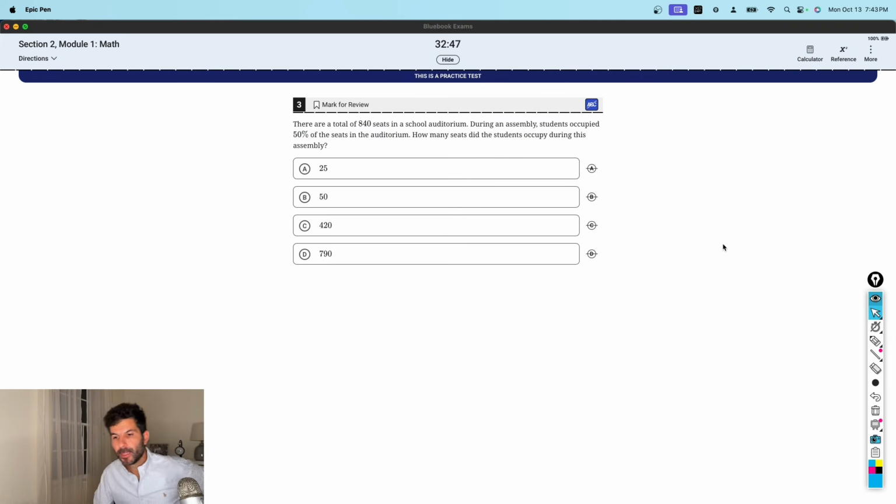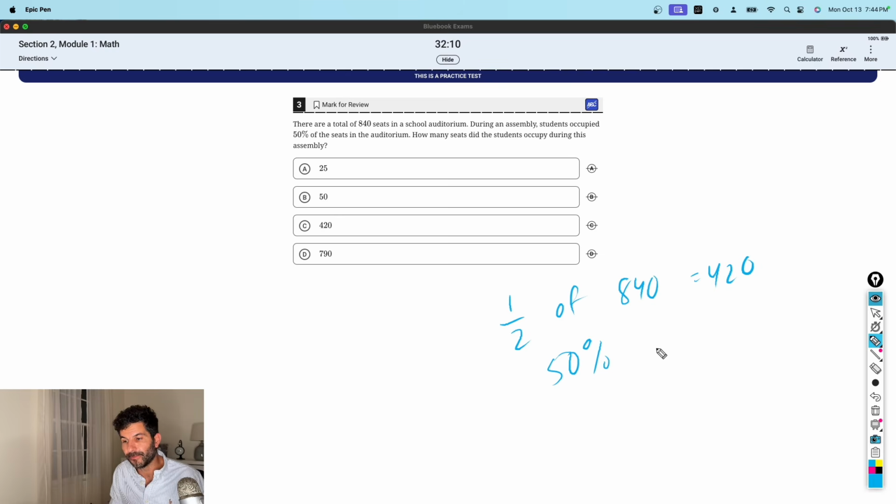Question 3. There are a total of 840 seats in a school auditorium. During an assembly, students occupied 50% of the seats in the auditorium. How many seats did the students occupy during this assembly? So this is just a simple percentage question. You're looking at taking 50% of the seats in the auditorium, and there are 840 seats. Again, I think this is something that you probably could do in your head. 50% of something is half of something. So you're looking at half of 840, which is 420. You would take 50% of 840, which is also equal to 420.